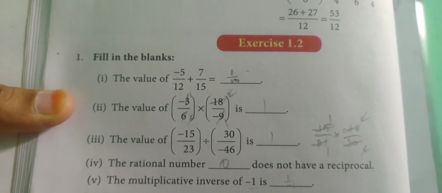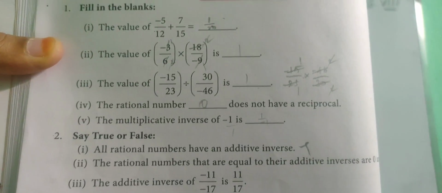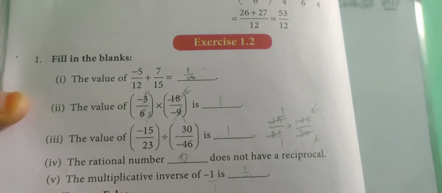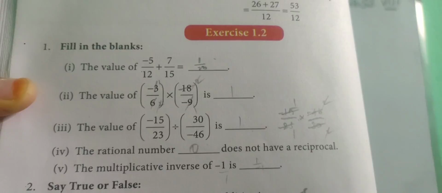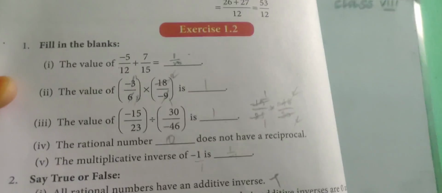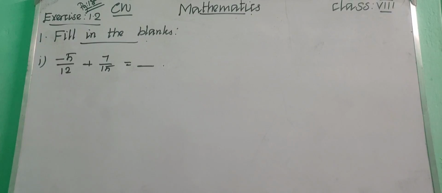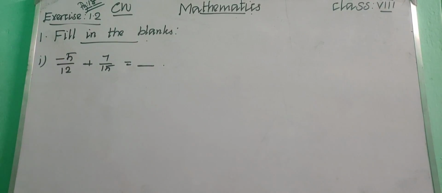After completing the sixth question, take your book page number 18, okay, take your book page number 18. The first one, fill in the blanks in exercise 1.2. Children, in your classwork notebook, write the heading as fill in the blanks and write the first question. The value of minus 5 upon 12 plus 7 upon 15 equal to dash. So let us find that. The question is minus 5 upon 12 plus 7 upon 15.